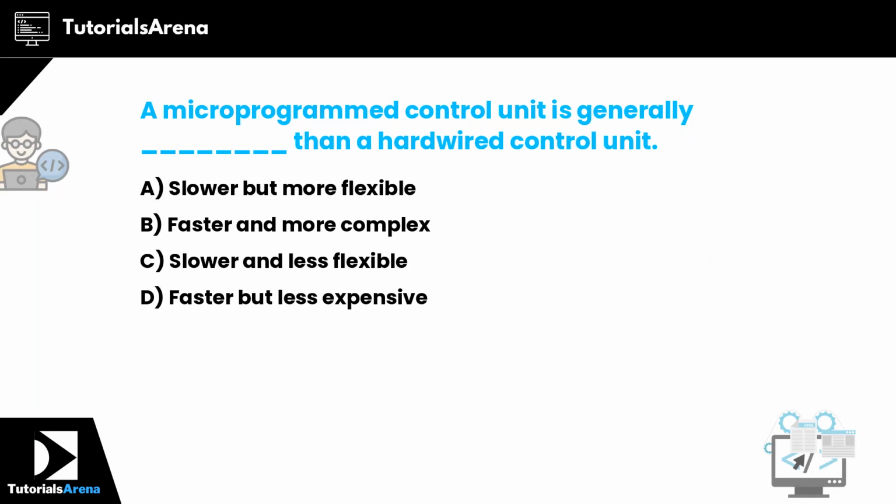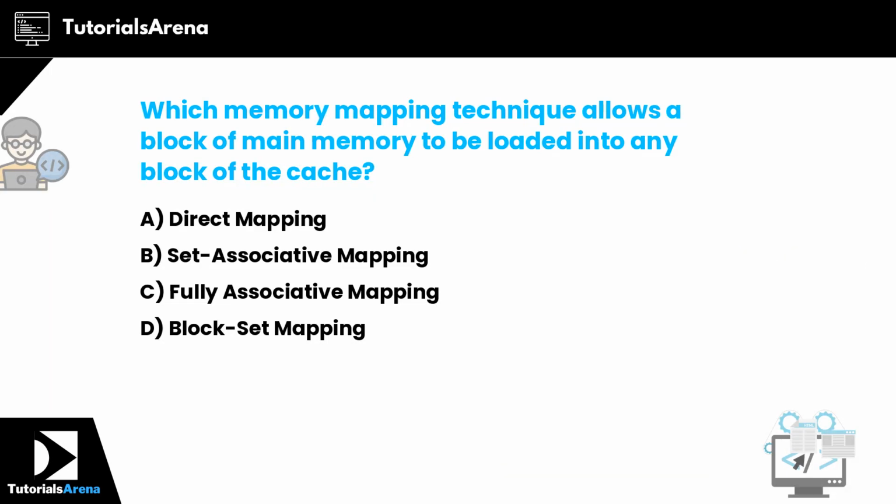A microprogrammed control unit is generally ____ than a hardwired control unit. The correct answer is option A, slower but more flexible. Which memory mapping technique allows a block of main memory to be loaded into any block of the cache? The correct answer is option C, fully associative mapping.